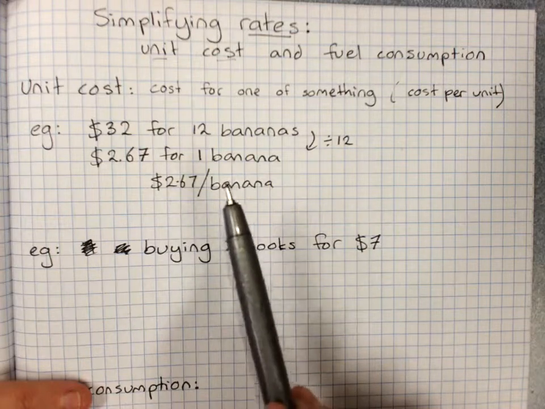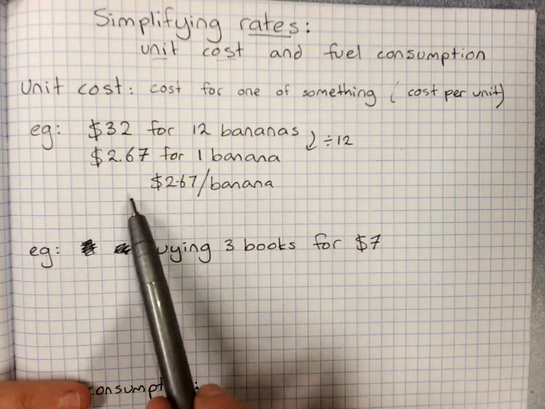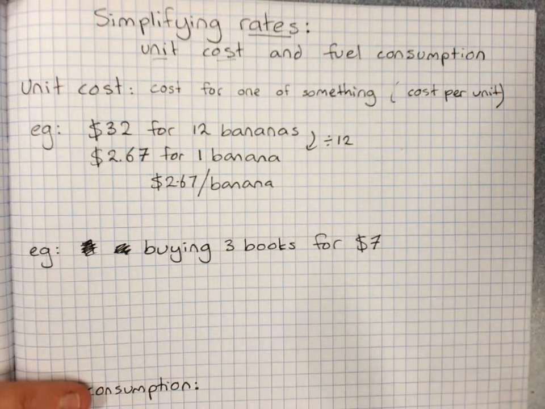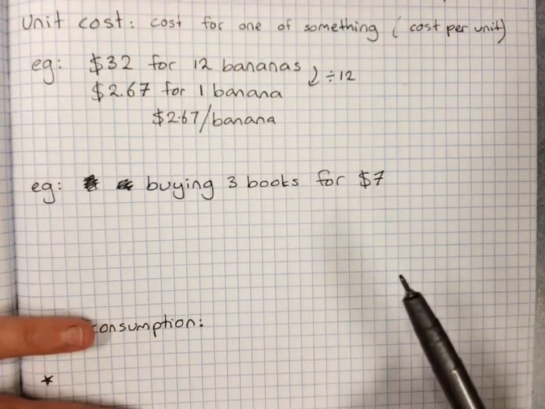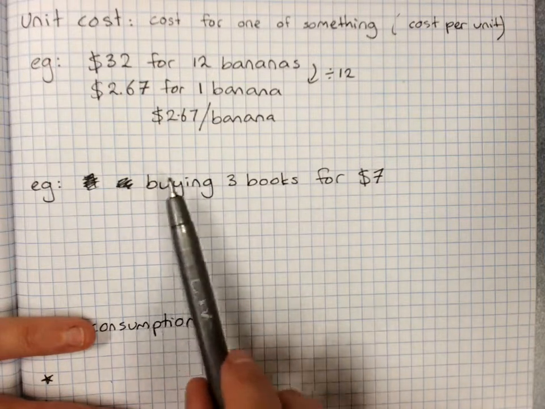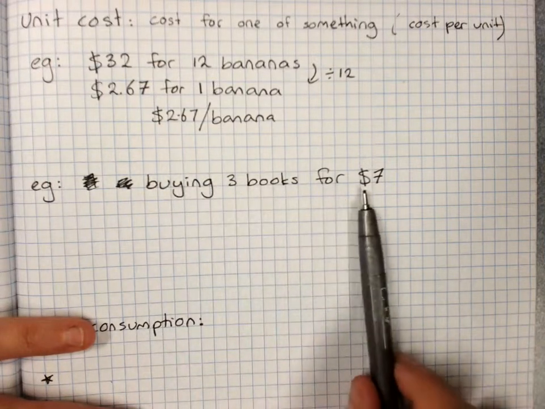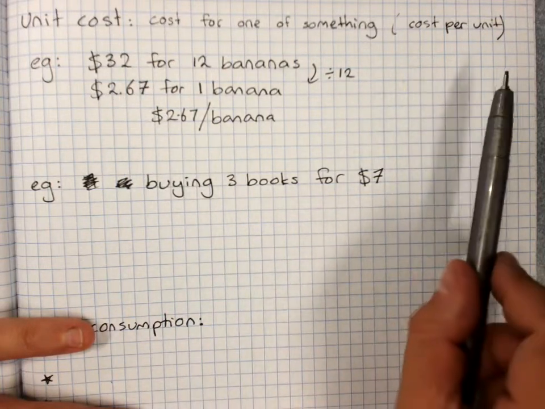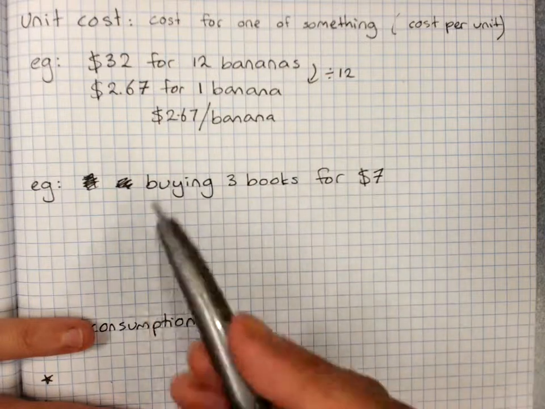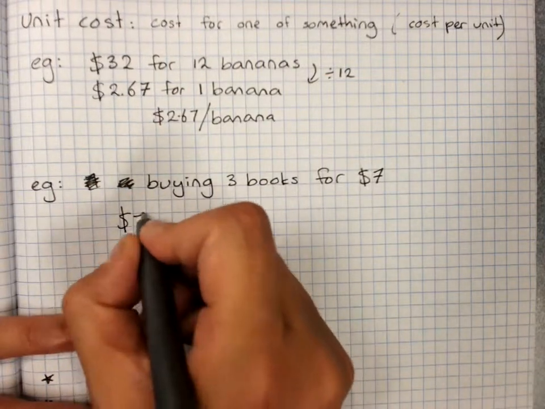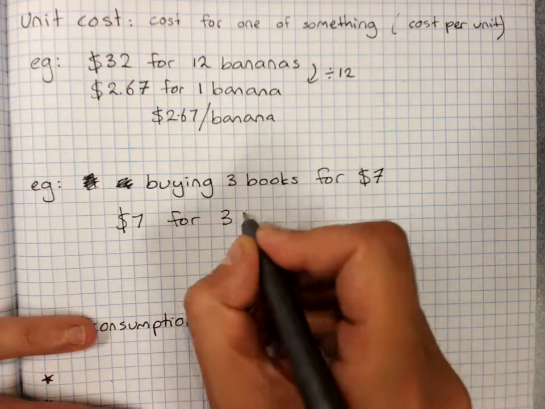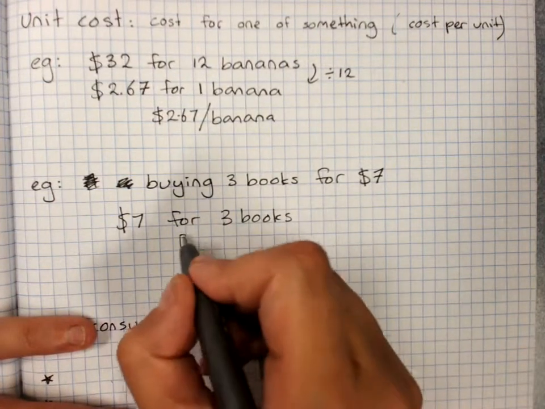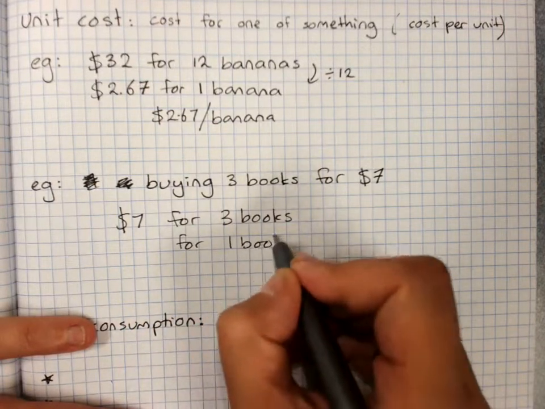And then you could use that to solve problems. If they said, well, what would it cost for 10 bananas? You could multiply the unit cost by 10 to get the amount for 10 bananas. Sometimes they try to trick you and they say you just bought three books for $7. And it's always a good idea to do cost per thing. So put the cost first when you write it. $7 for 3 books.